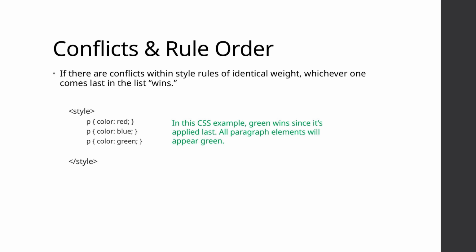For instance, in the example with paragraph elements, the color green is applied last, so all paragraphs will appear green. This principle ensures that the most recent style rule is the one that is displayed.